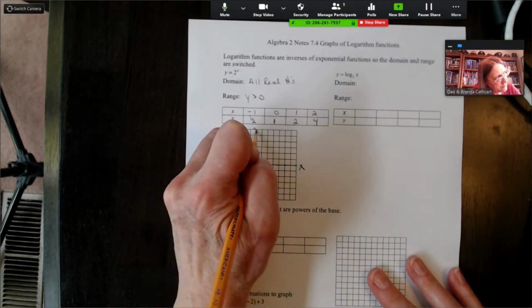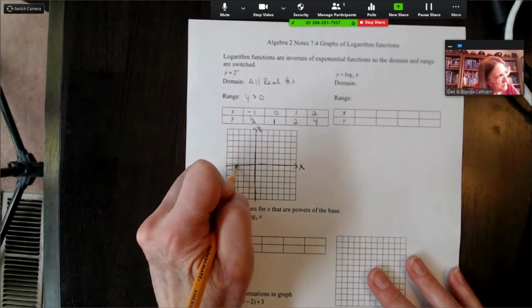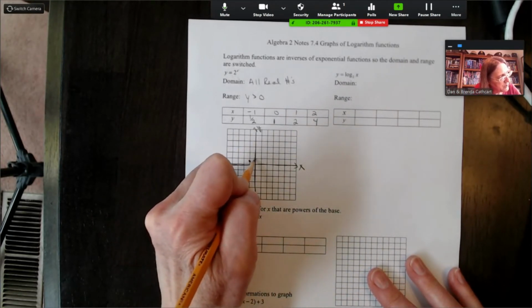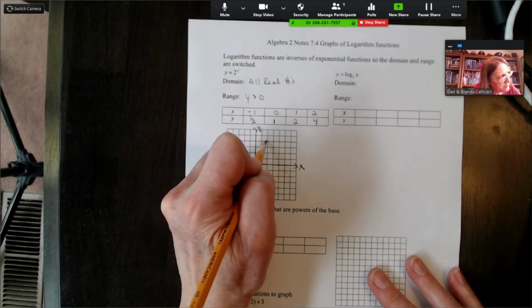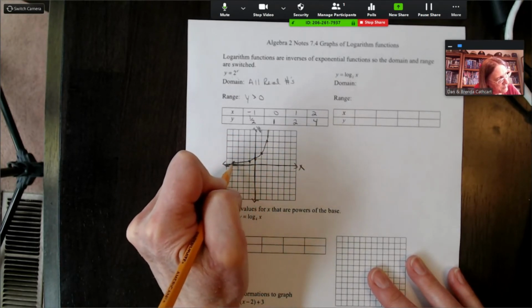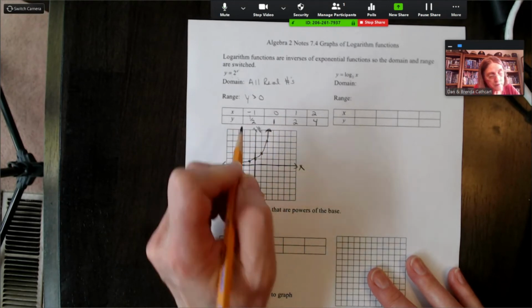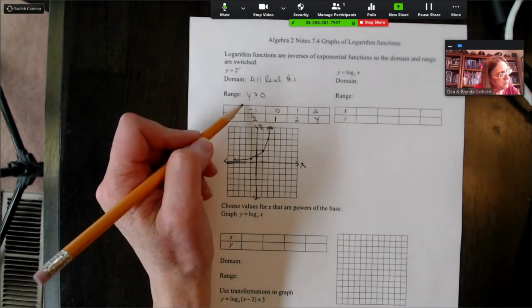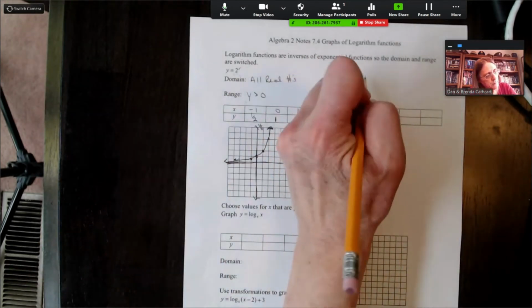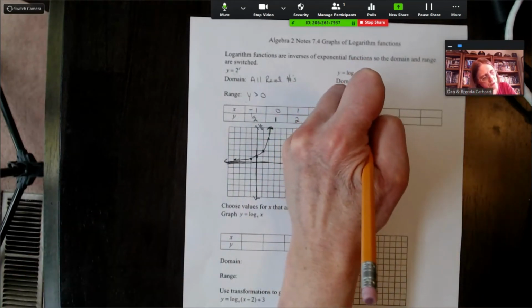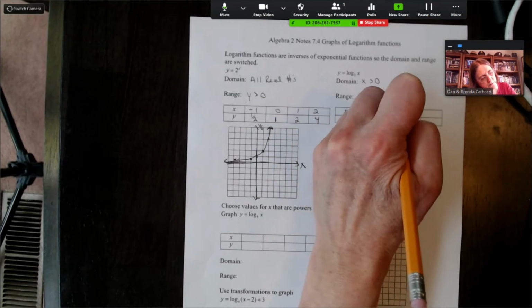Here's our x and our y. Negative 1, 1/2, 0, 1, 1, 2, and 2, 4. Our exponential function. Okay. When we do an inverse, we switch x and y. So I'm just going to switch these values. My domain is going to be x greater than 0. My range is going to be all real numbers.